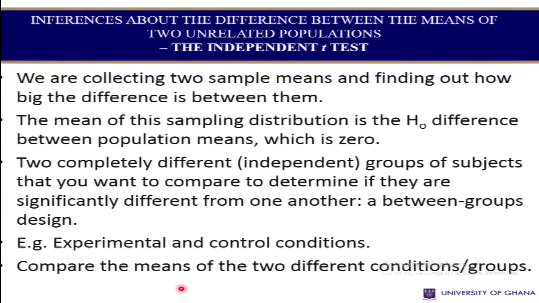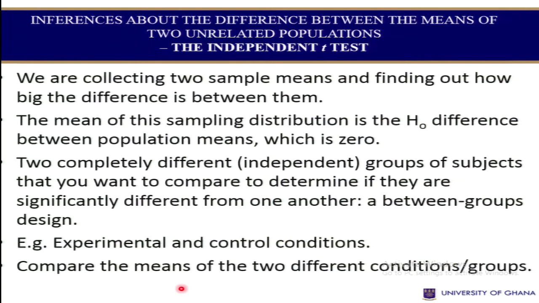So the mean of this sampling distribution is the H0 difference between the population means, which is 0. Here, what H0 will be saying is that there is no difference between their means. And if there is no difference between their means, it means that if you subtract one mean from the other, you should get 0. And that is what the H0 will be testing, that the difference between the two population means equals 0.